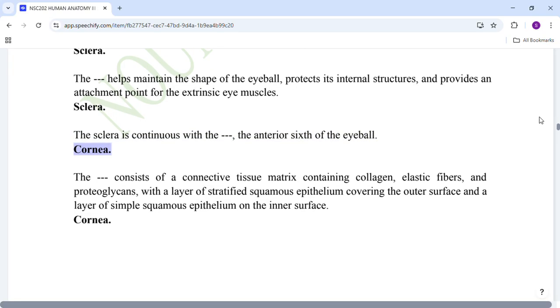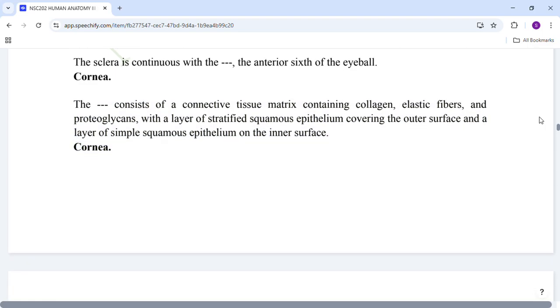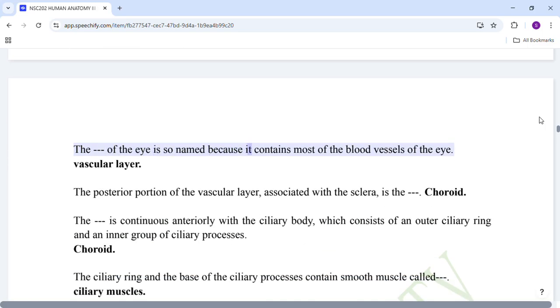Cornea. The cornea consists of a connective tissue matrix containing collagen, elastic fibers, and proteoglycans, with a layer of stratified squamous epithelium covering the outer surface and a layer of simple squamous epithelium on the inner surface. Cornea. The dash of the eye is so named because it contains most of the blood vessels of the eye.